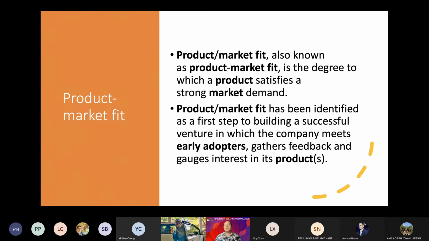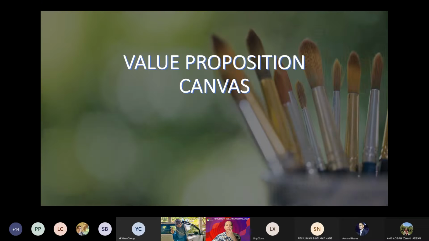Okay, but here we want to talk about product market fit, so we are considering our market. Then, is our product good enough to satisfy the market? Therefore we want people to use our product, buy our product, and keep on coming back and buy again and again. Okay, so then we design a very simple thing, we call it the value proposition canvas.